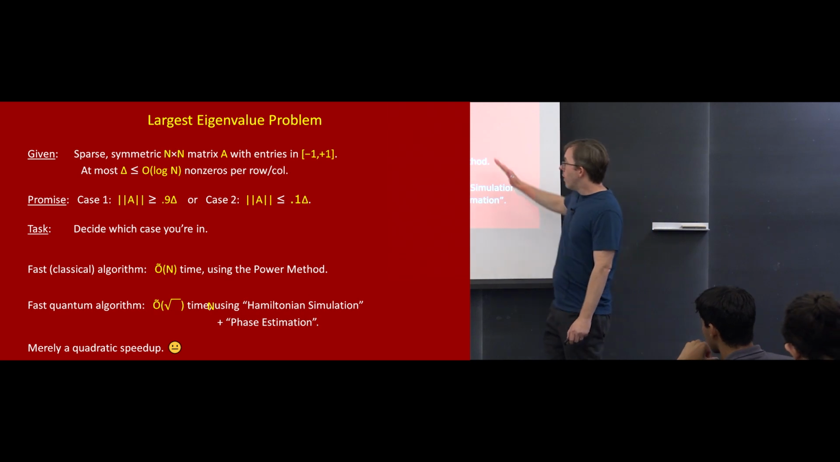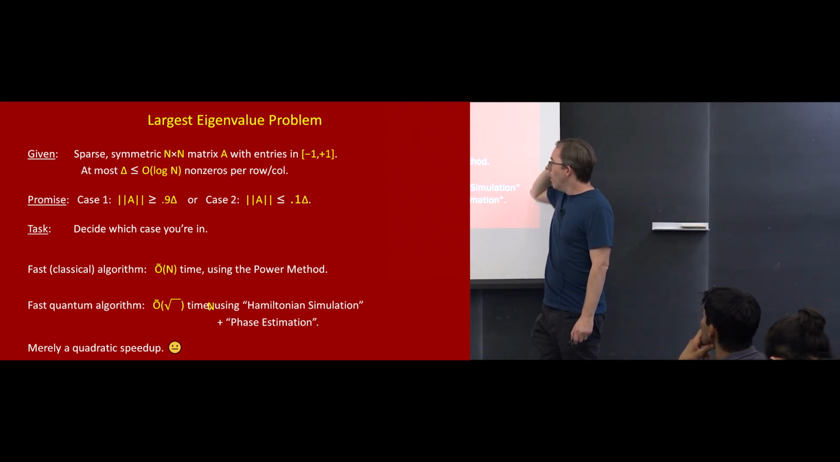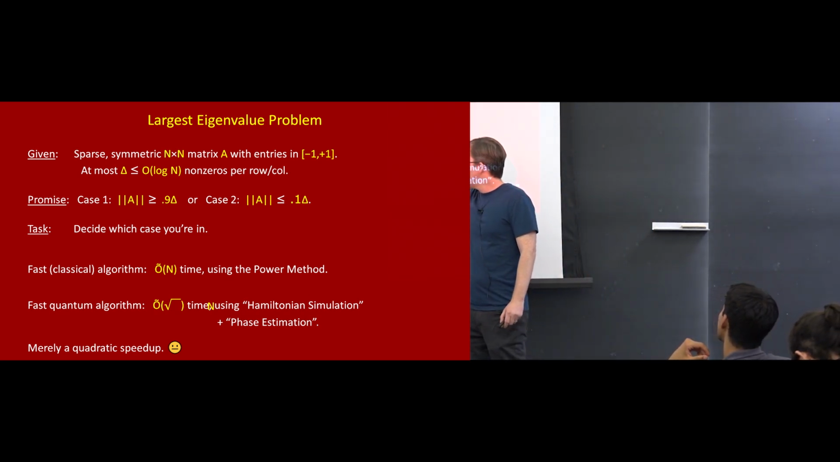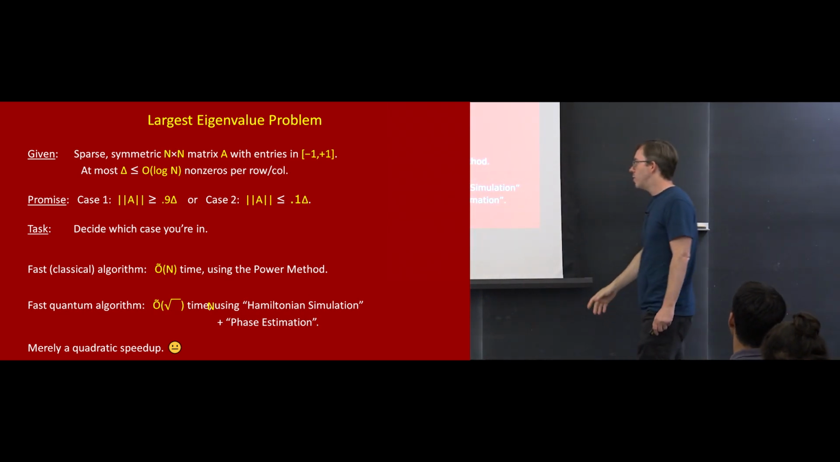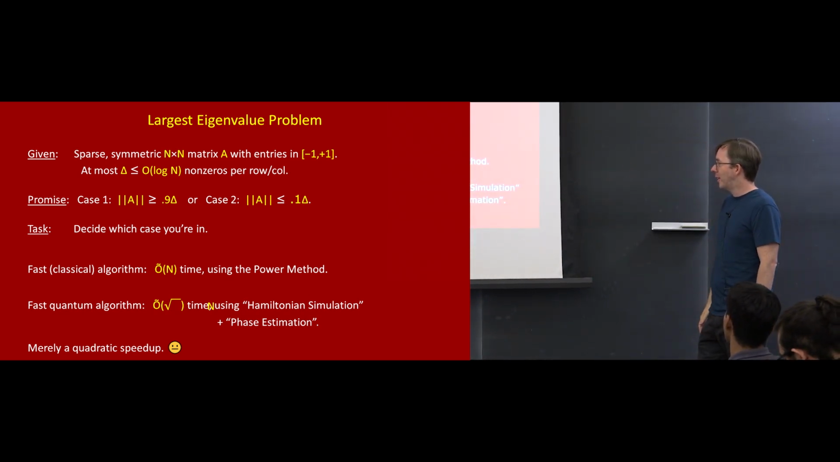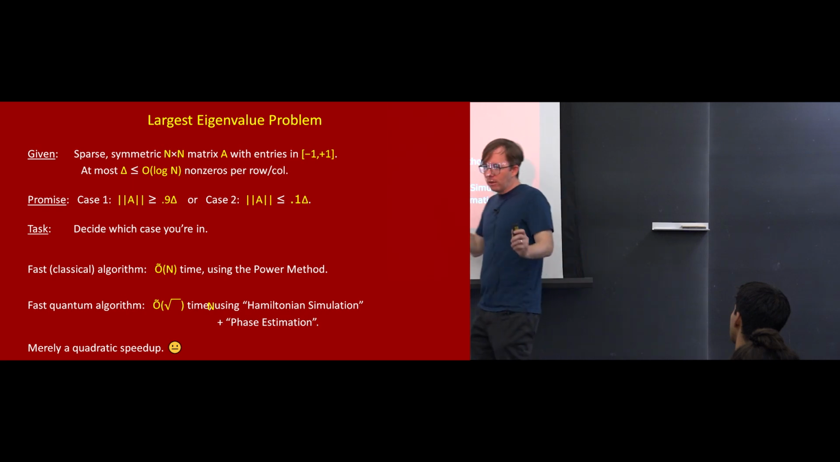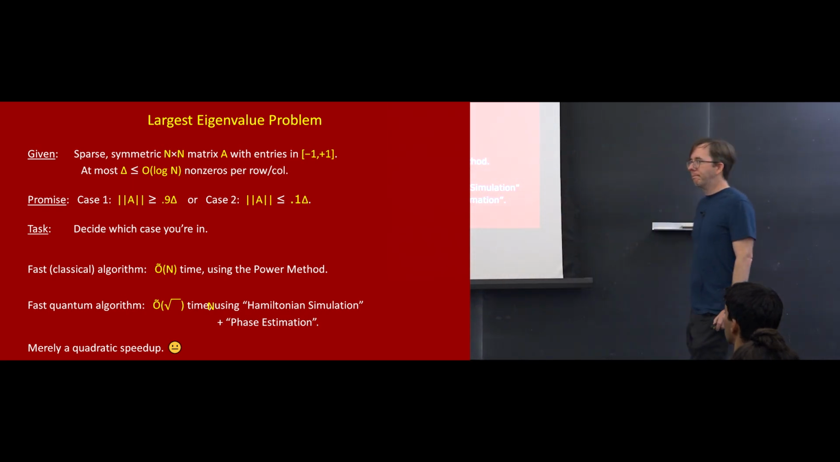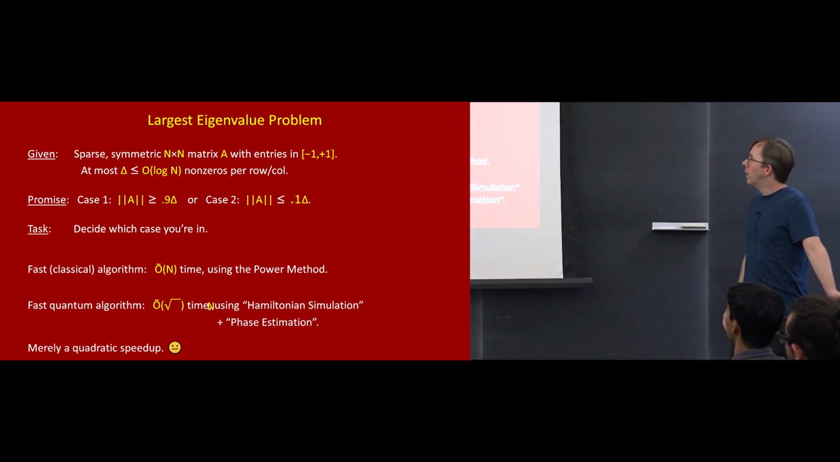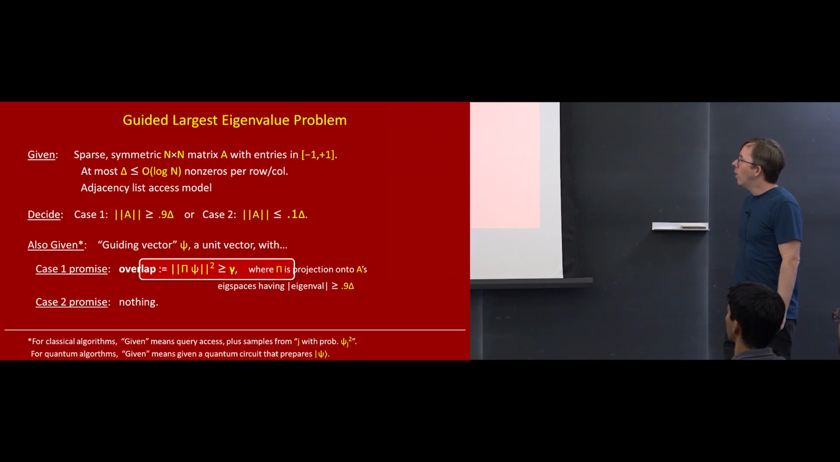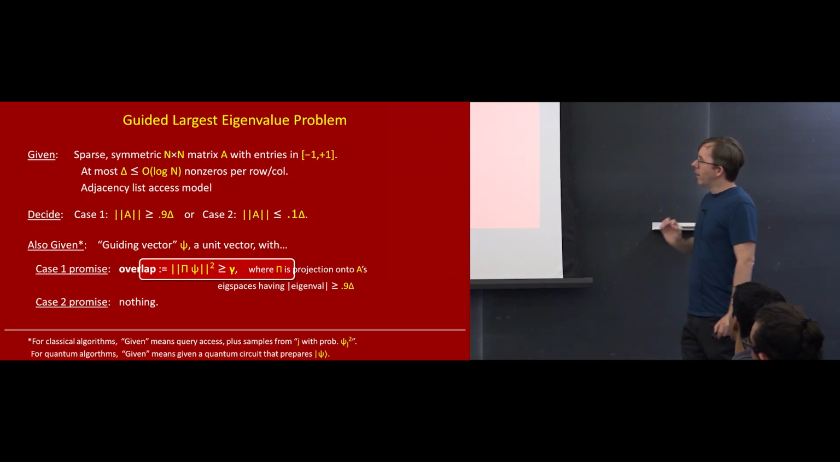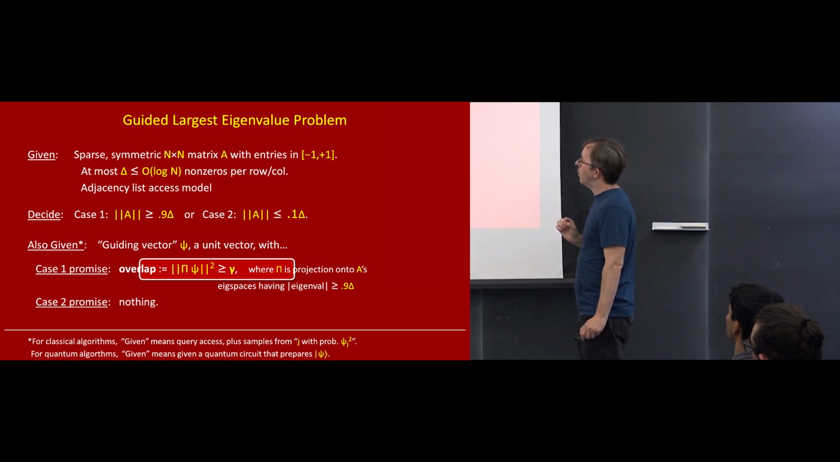Let me also mention that for this problem, there's a quantum algorithm that runs in basically square root n time. And this uses some quantum stuff, Hamiltonian simulation and phase estimation. That's great, but this is merely a quadratic speedup. Good. Now, let me tell you about a variant of this problem, which maybe is less well known.